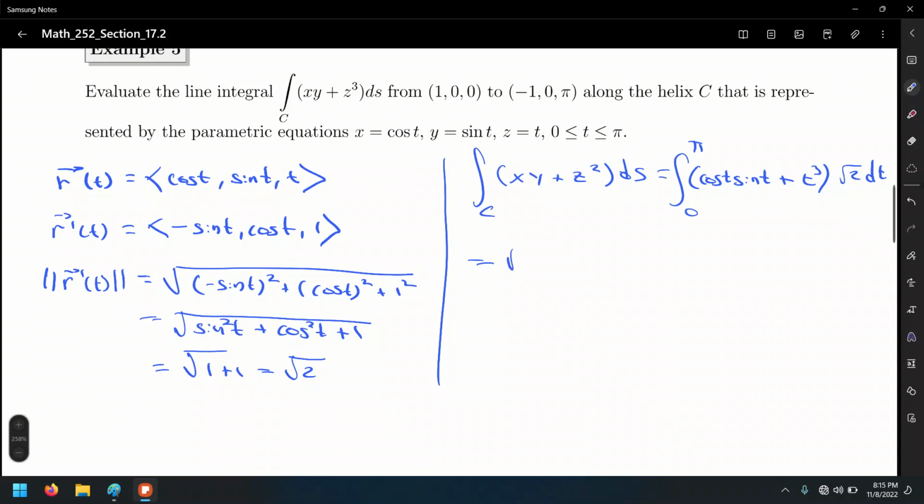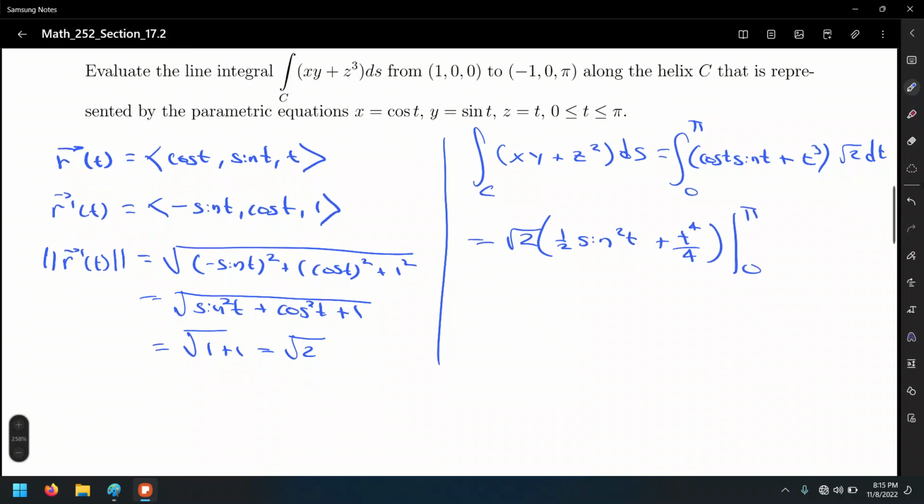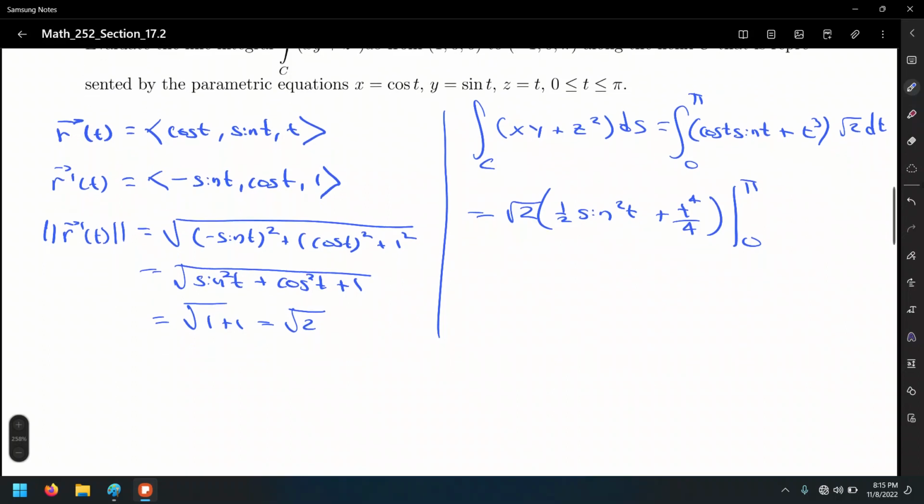So in this case, that's going to be the square root of 2 times 1/2 sine squared t plus t to the 4th over 4, evaluated from 0 to pi. And well, after doing upper limit minus lower limit, the basic fundamental theorem of calculus, I'll just give you the result. That's going to be pi to the 4th power times the square root of 2 divided by 4. So that's the value of this integral.